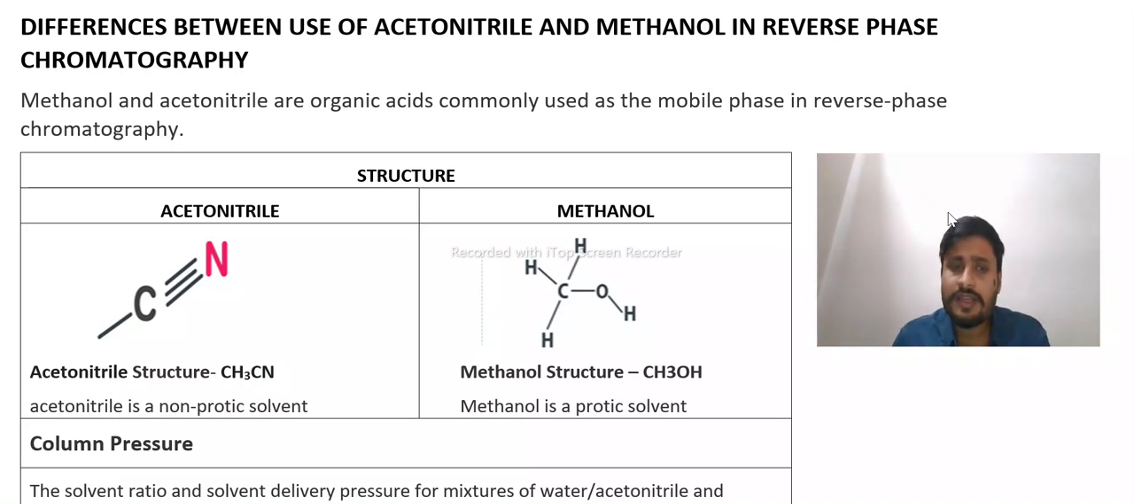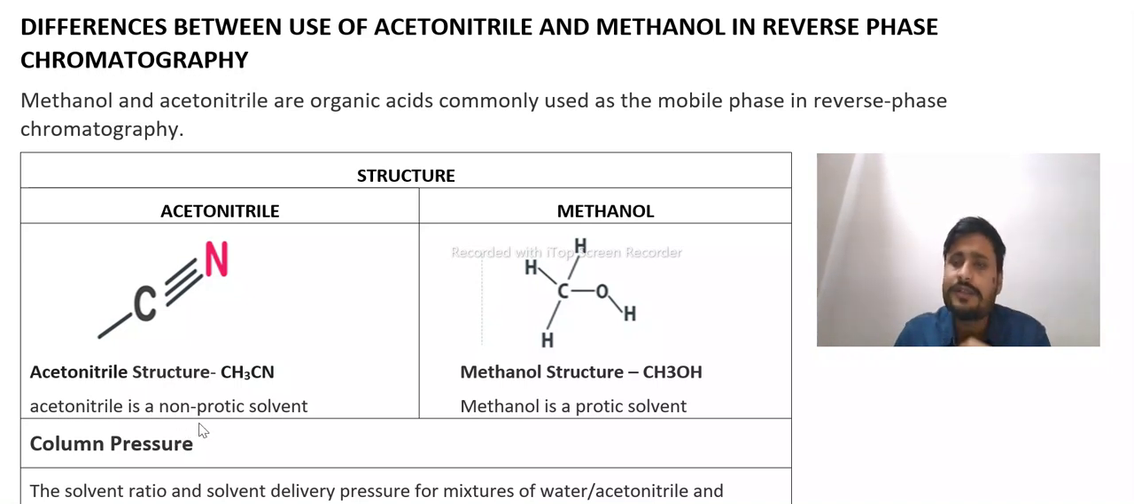If we talk about the structure of acetonitrile, it is given here where the mouse pointer is pointed, and the methanol is here. If we talk about the chemical formula, acetonitrile is CH3CN and the methanol formula is CH3OH. Acetonitrile is a non-protic solvent. Do you know what a non-protic solvent and a protic solvent are? Okay, I will tell you.